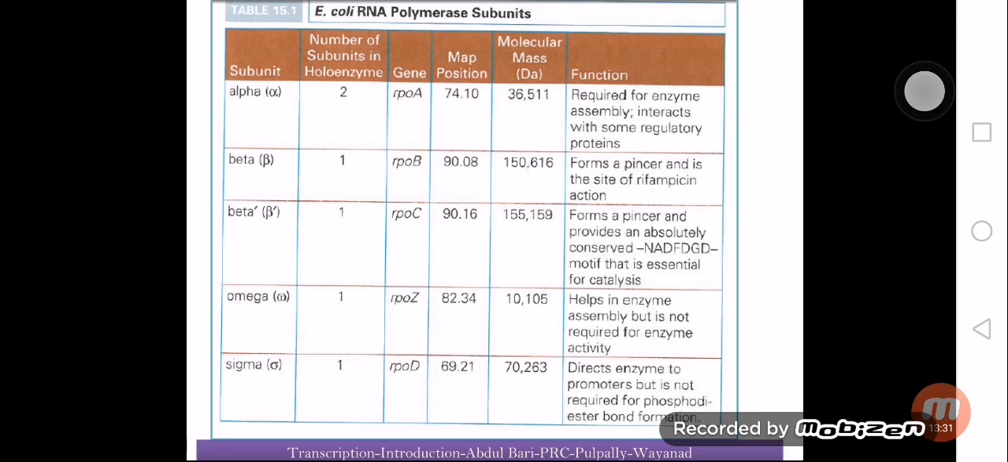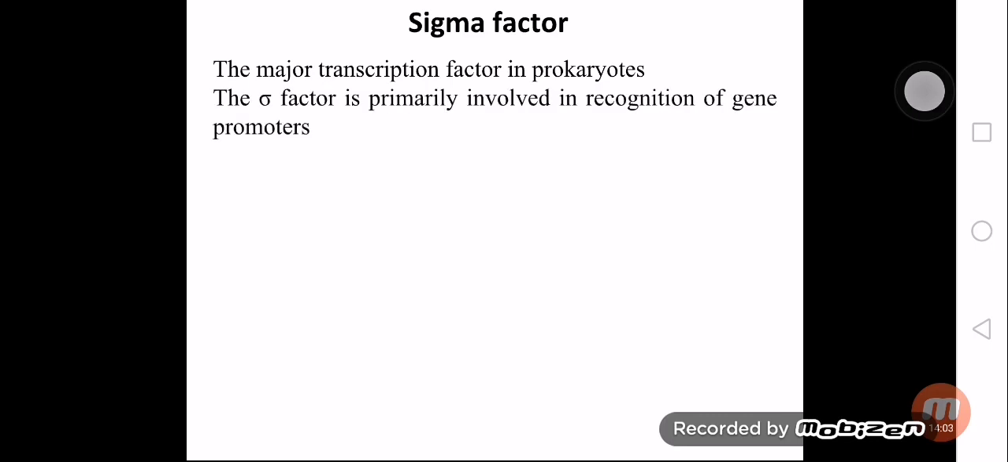These factors are required for the enzyme to bind over the promoter sequence precisely, right? So without a sigma factor, the enzyme cannot initiate transcription exactly at the gene site, right? So the sigma factor is very crucial for directing the enzyme to the core promoter region or to the gene itself. The sigma factor is the major transcription factor in prokaryotes.